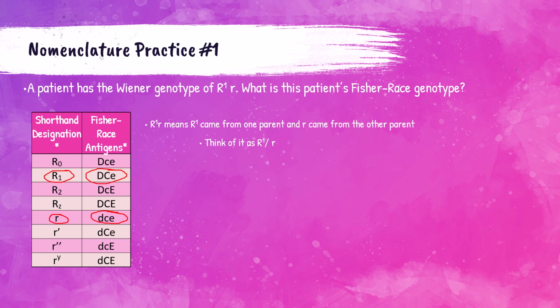Okay, there we go. So big R1 is equivalent to big D, big C, little e in Fisher-Race. Little r is equivalent to little d, little c, little e in Fisher-Race. So you just combine them. So this patient's Fisher-Race genotype is big D, big C, little e, slash little d, little c, little e. That's all you have to do, okay?